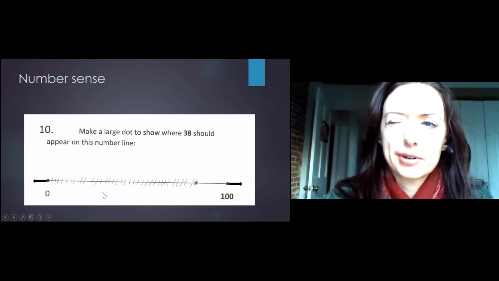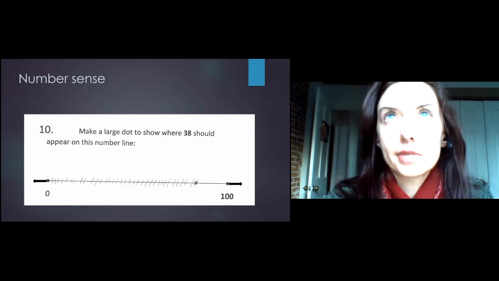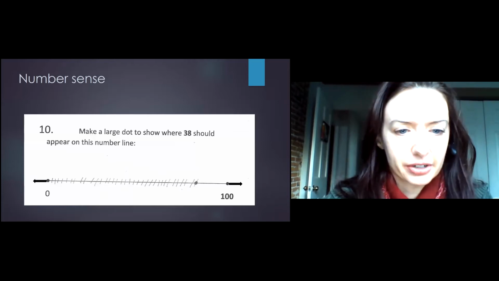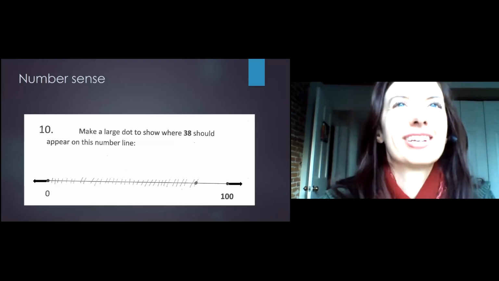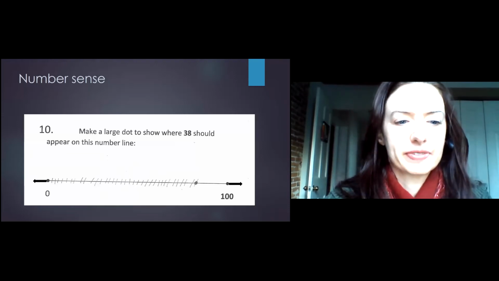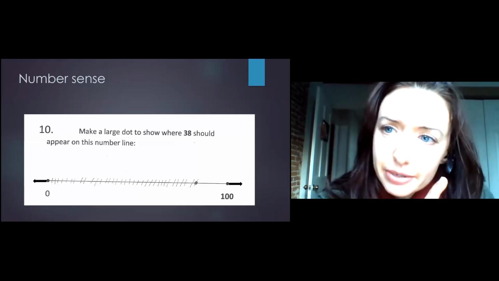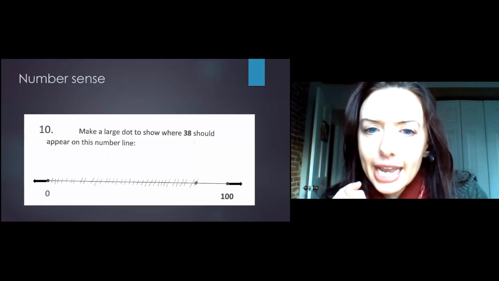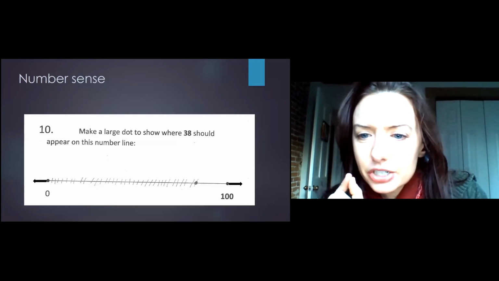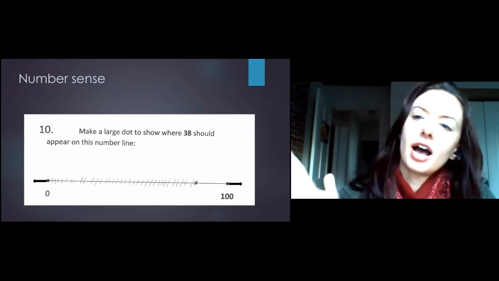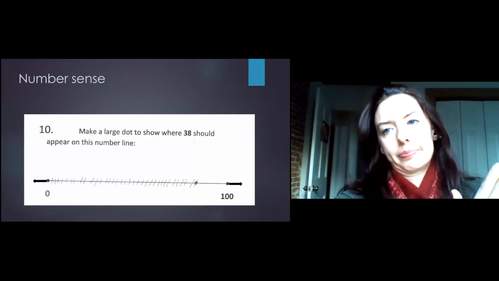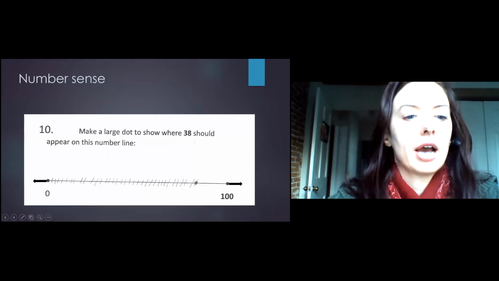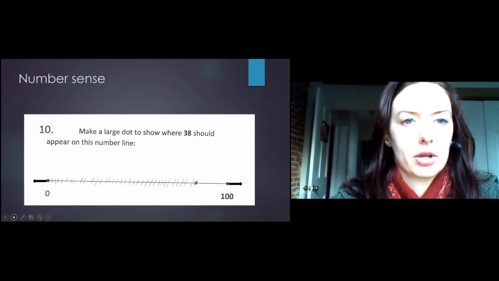I'm always on the lookout for, how might a student do it that might have weak number sense? So this student in particular, and this was not the only task she had difficulty with in terms of number sense, started at 0 and then made all these tick marks, 38 tick marks, and then she put her dot, not looking at the relationship between the numbers on the number line. This is something I often see as well.